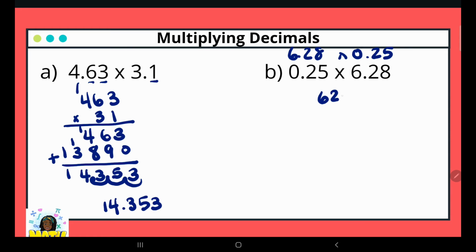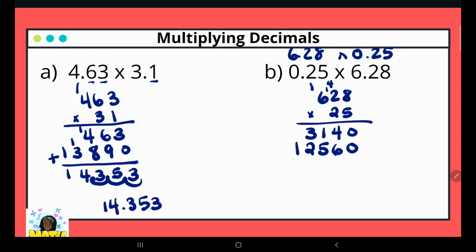So 628 times 25. 5 times 8 is 40. 5 times 2 is 10, plus 4 is 14. 5 times 6 is 30, plus 1 is 31. Now 2 times 8 is 16. 2 times 2 is 4, plus 1 is 5. And then 2 times 6 is 12.